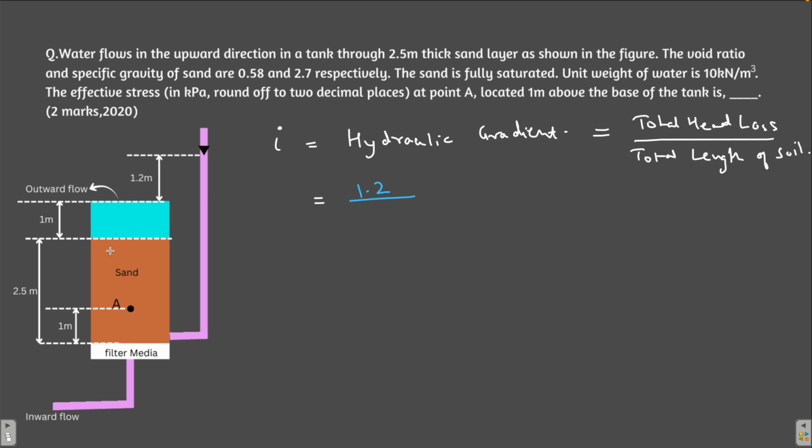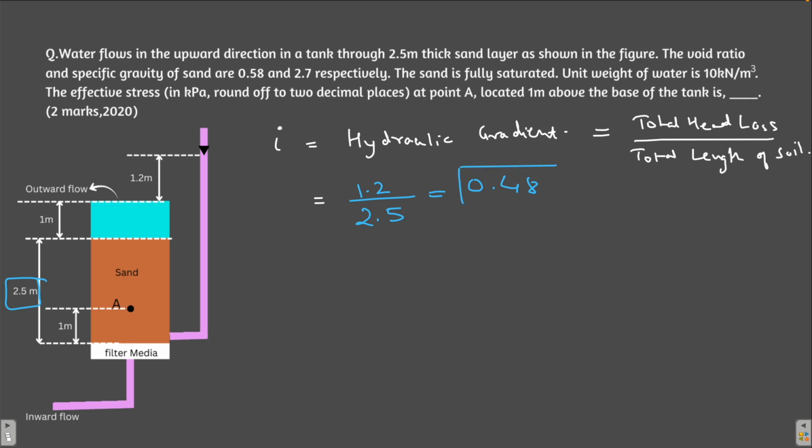So the total height of the soil is 2.5 meter, right? So this head loss is taking place by the water while traveling 2.5 meters inside the soil. So the total length of the soil will be 2.5 meters. This will give you the hydraulic gradient, and 1.2 divided by 2.5 is 0.48, right? So this is done.